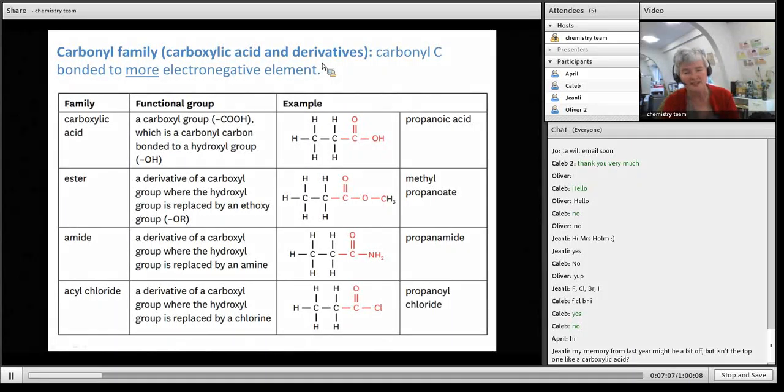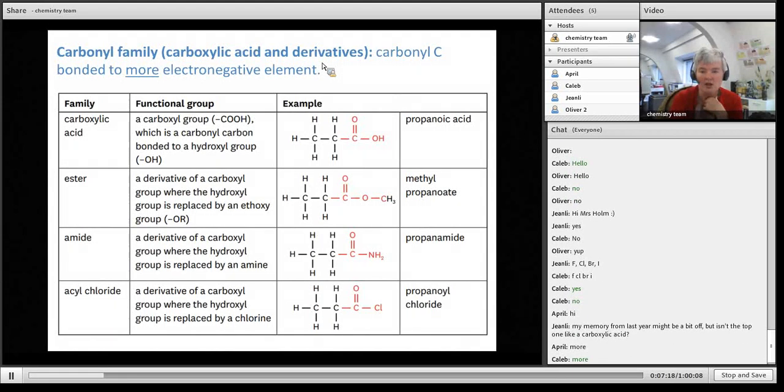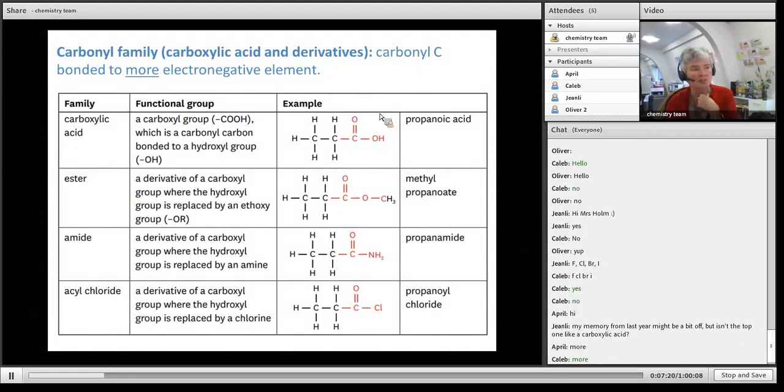If I go to the carboxylic acid and derivatives, this is now like a separate family from the aldehydes and ketones, because what is that carbonyl carbon attached to? A more electronegative element, or the same or less? More. So we've got oxygen, which is 3.5, oxygen, which is 3.5, nitrogen, which is 3, chlorine, which is 3 as well. So if it's attached to something that's more electronegative, it will react differently than the other ones. So that's why I've bunched them separately.